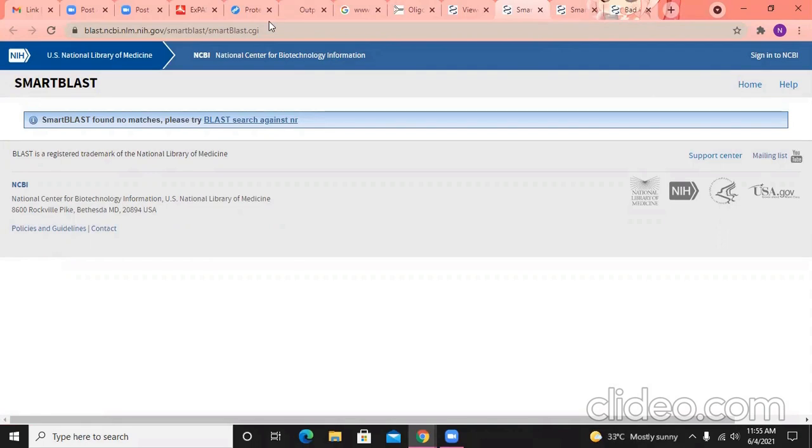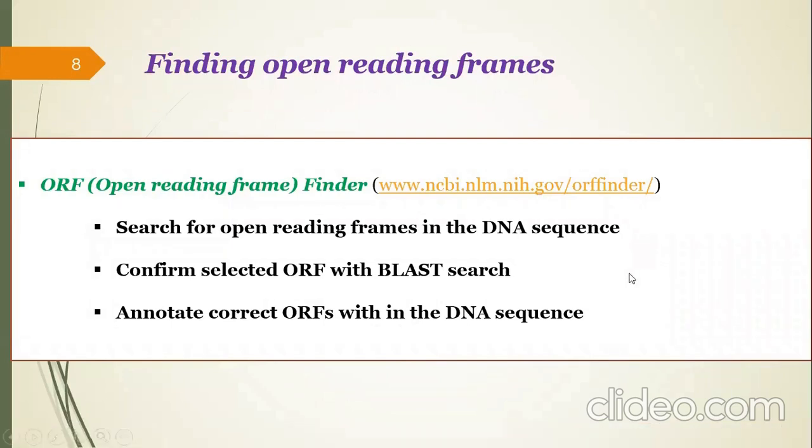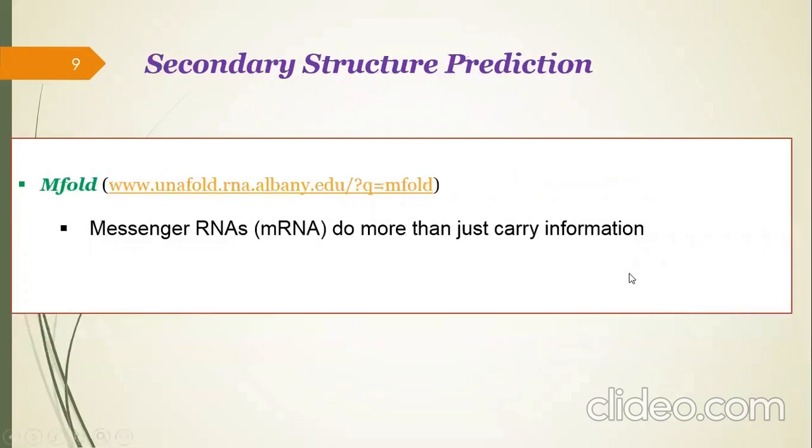Please unshare the slides so that I could share. So: search the operating frame in the DNA sequence, confirm the selected operating frame with a BLAST search, and annotate the correct operating frame within the DNA sequence. If we get the operating frame, we can identify its correct position within our sequence. Next to it is Mfold.